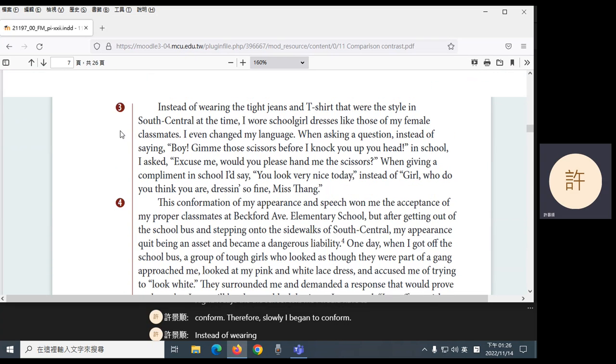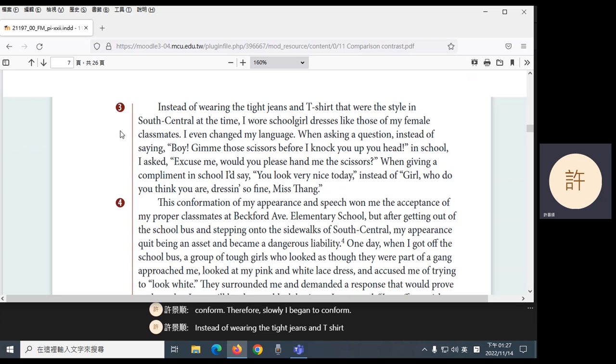Instead of wearing the tight jeans and t-shirt that were the style in South Central at the time, I wore schoolgirl dresses like those of my female classmates. I even changed my language. When asking a question, instead of saying, "Boy, give me those scissors before I knock you up your head," in school, I asked, "Excuse me, would you please hand me the scissors?" When giving a compliment in school, I'd say, "You look very nice today," instead of, "Girl, who do you think you are dressing so fine, Miss Thang?"